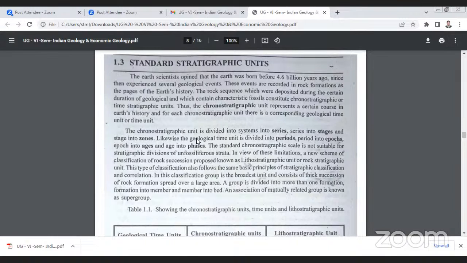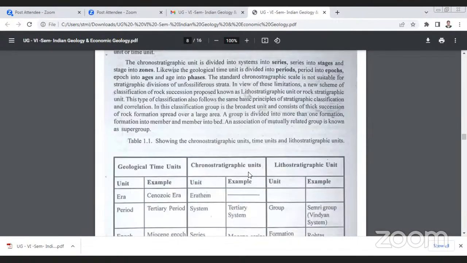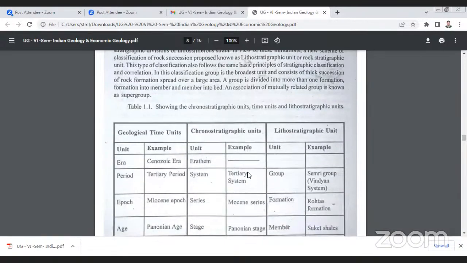The group consists of a fixed succession of rock formations spread over a large area. A group is divided into more than one formation, a formation into members, and a member into beds. An association of mutually related groups is known as a supergroup.